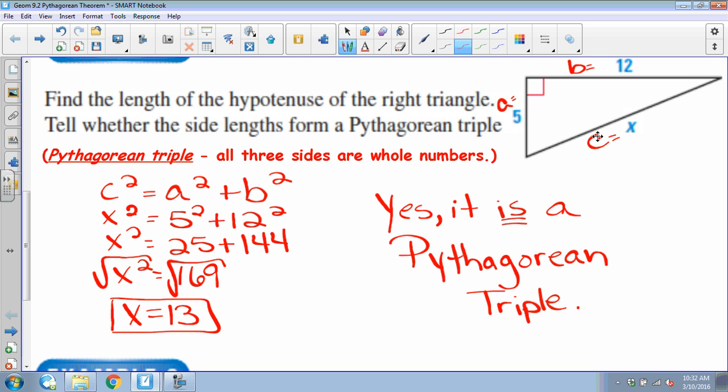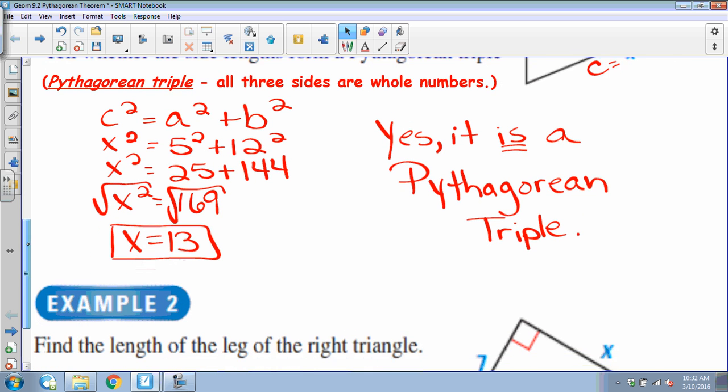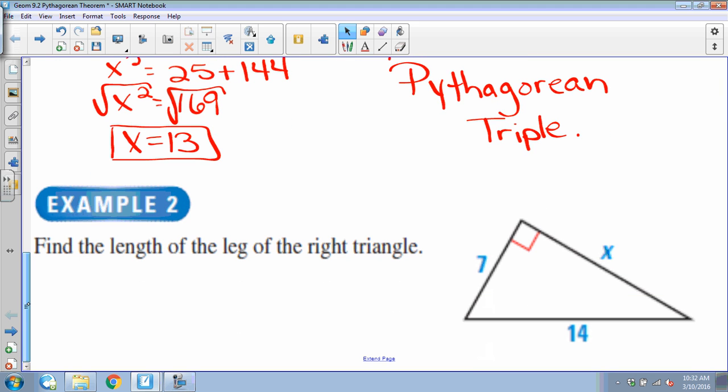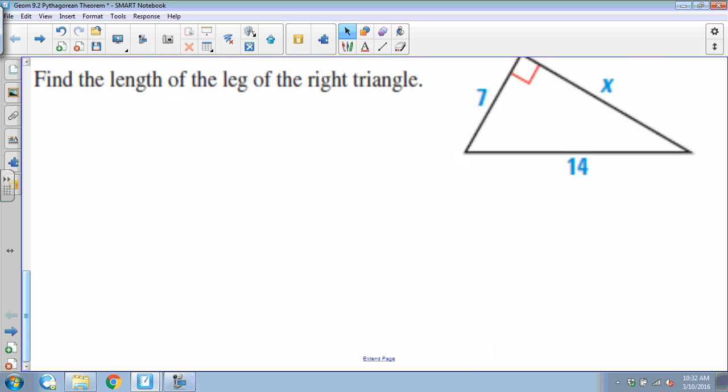Any questions? Is anyone not finished with this work? All right. Try example 2.